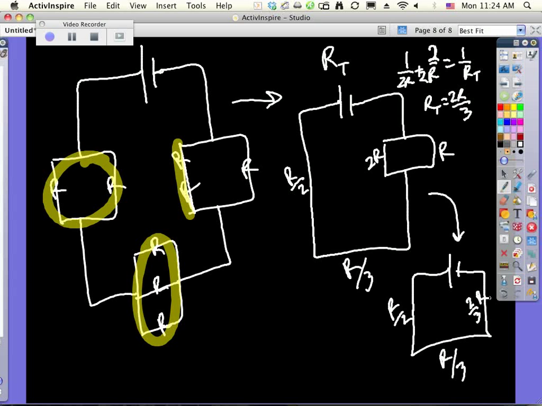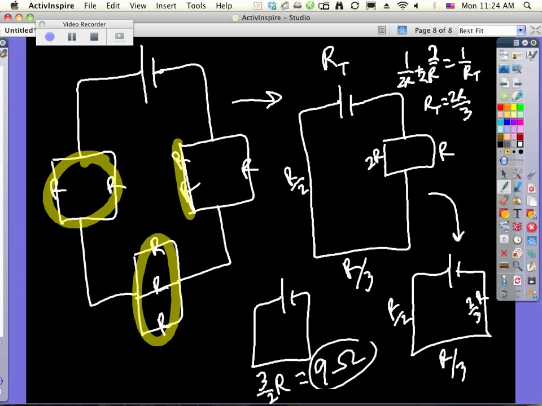And then I combine all these 3 things into one resistor. And when I add them up, I get r over 2, r over 3, and 2/3 r. R over 3, 1/3 r, and 2/3 r gives me r, right? And then r over 2, so that gives me 3 halves r, and that gives me 9 ohms.